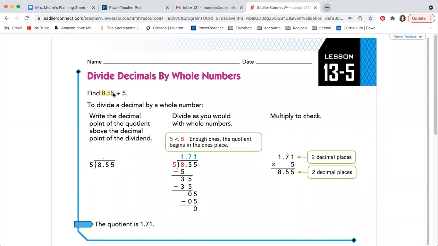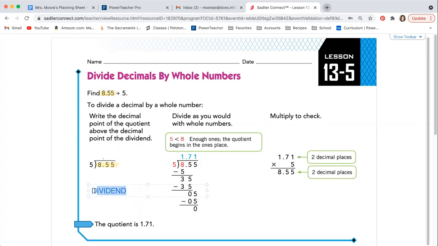So everyone highlight this 8.55 or circle it or something like that. We're going to be labeling those dividend, okay? Those are the dividend pieces. I might just write it off to the side here.